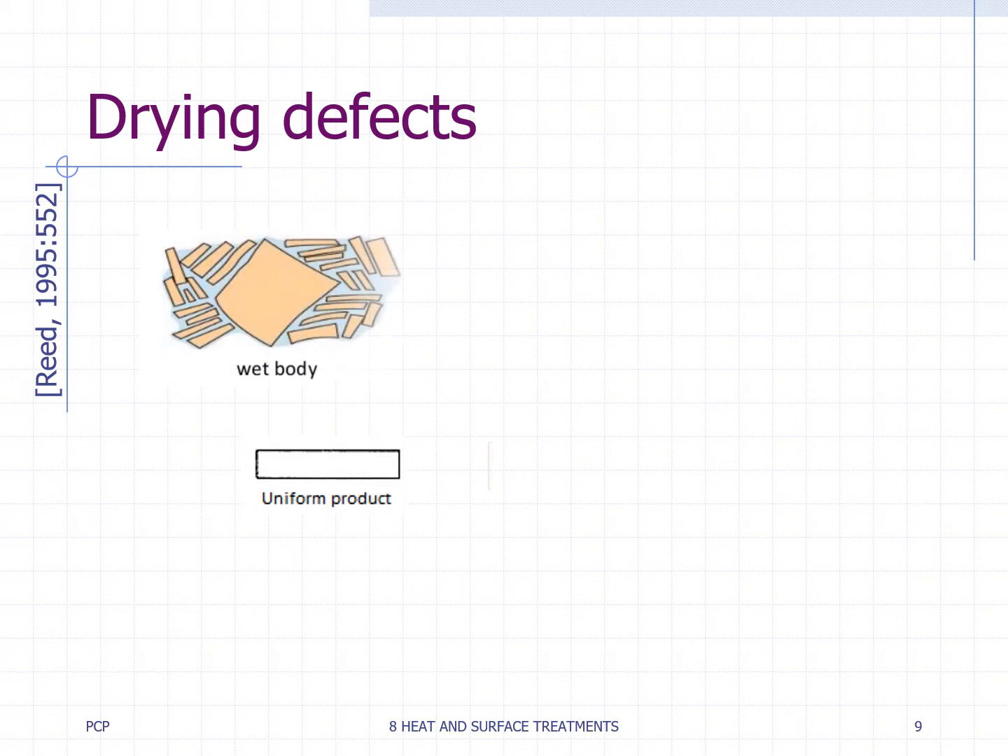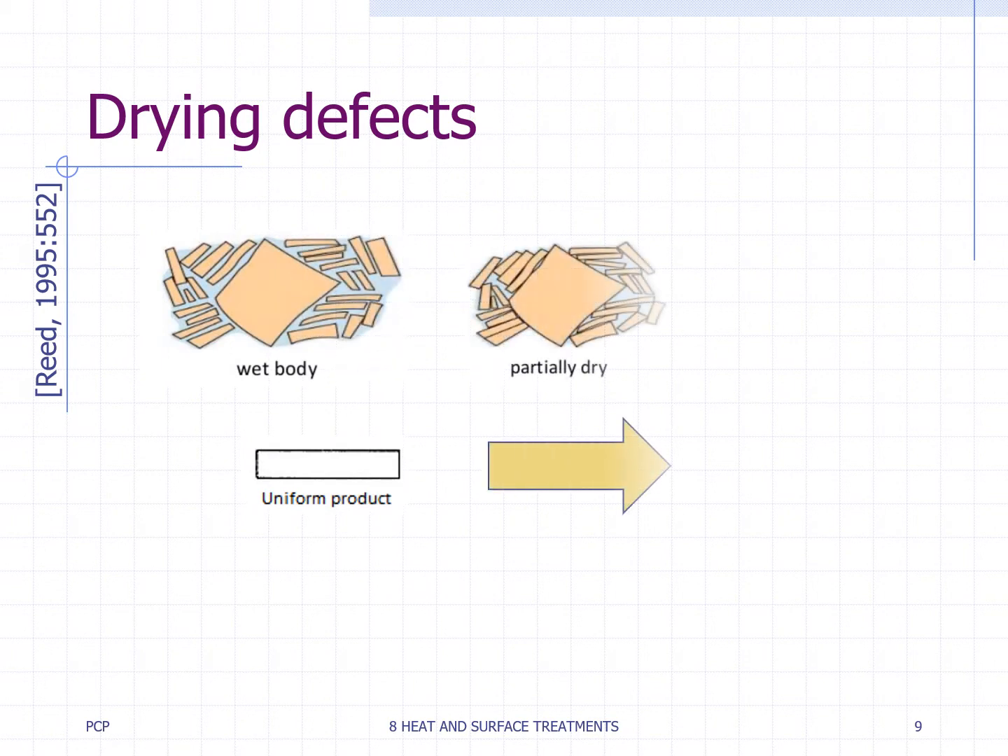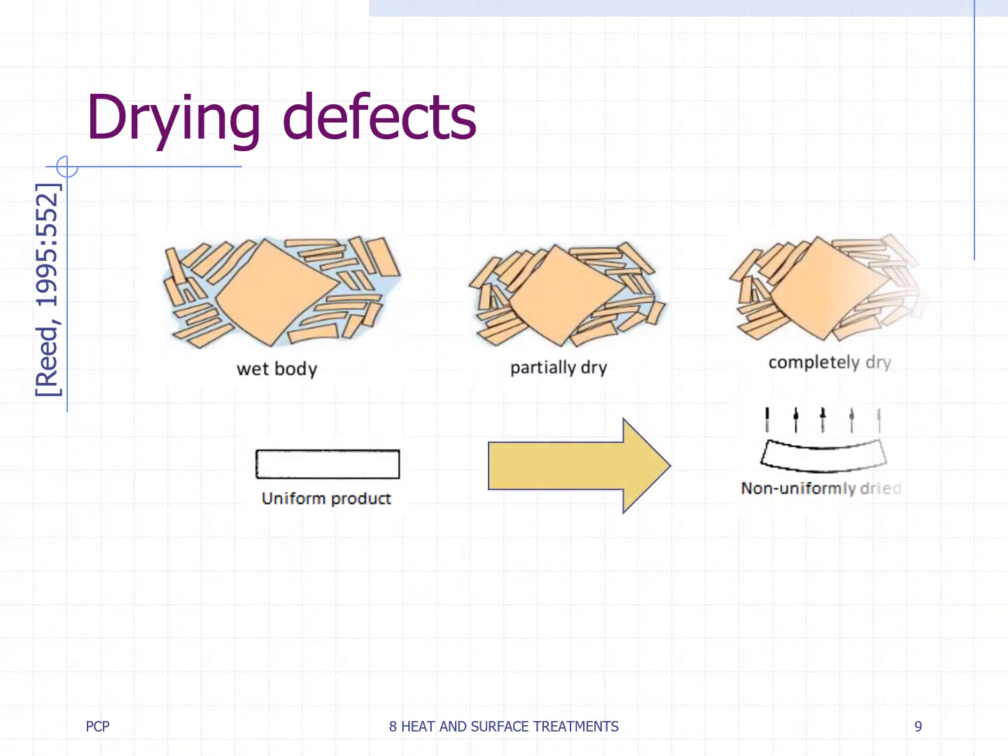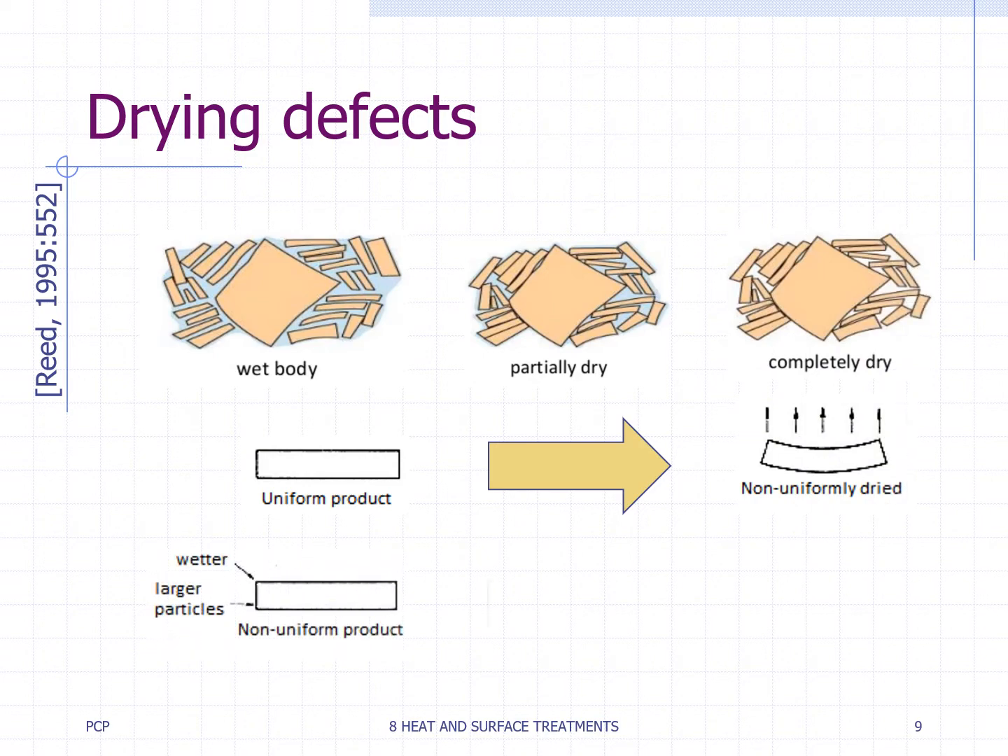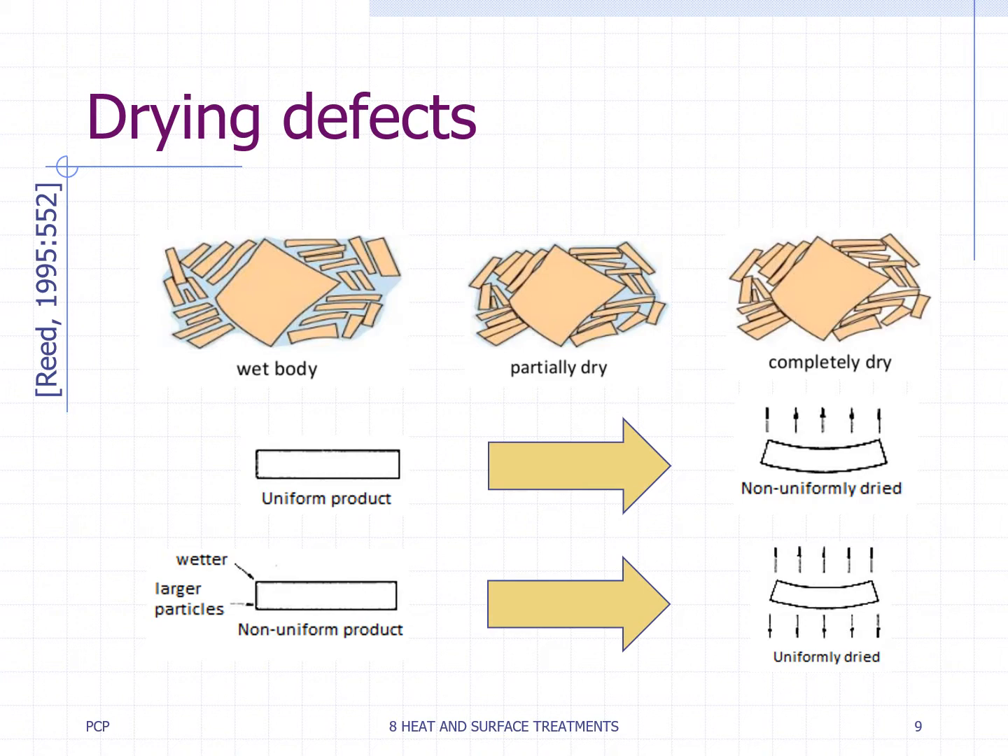Warping is caused by stresses accompanying non-symmetrical shrinkage, and it's reduced by increasing the uniformity of drying. Differential shrinkage due to a differential liquid content when the product was formed, or differential drying rate across the surface of the product, may also produce warping.